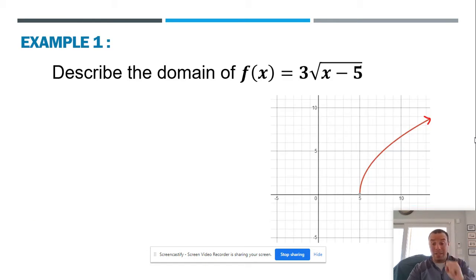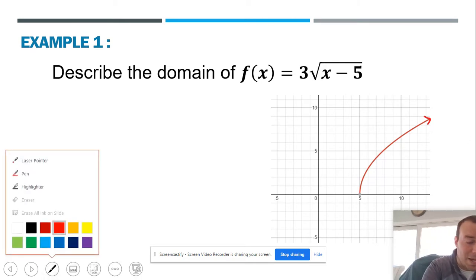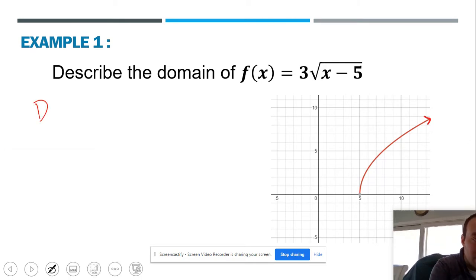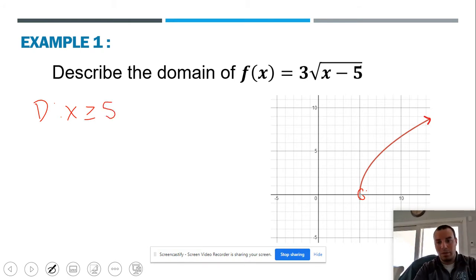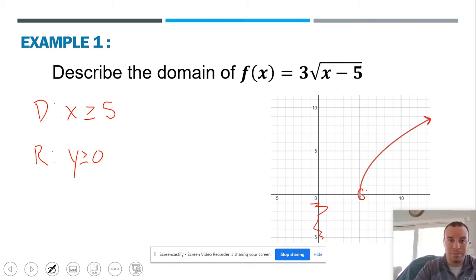So let's describe the domain of our square root graph that we see right here. Remember, the domain is the possible set of x values that this graph could take on. We could see that it's starting at 5 and then it's going off to the right. So your domain here would be x is greater than or equal to 5. It doesn't ask for the range here, but if it did, your range would be y is greater than or equal to 0, because all of your y values are above that x-axis. They never get below 0.